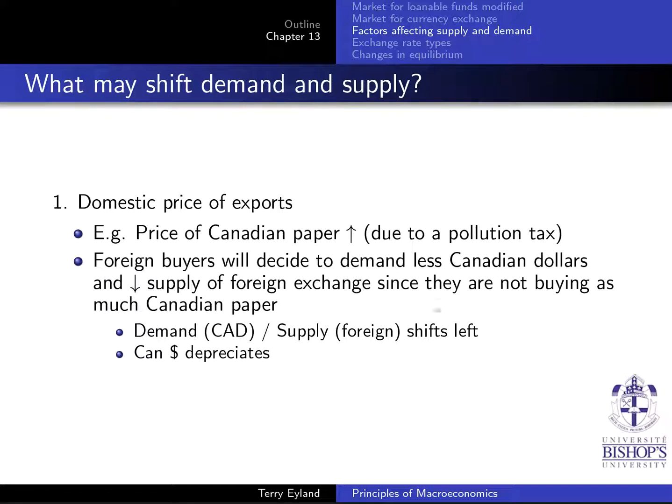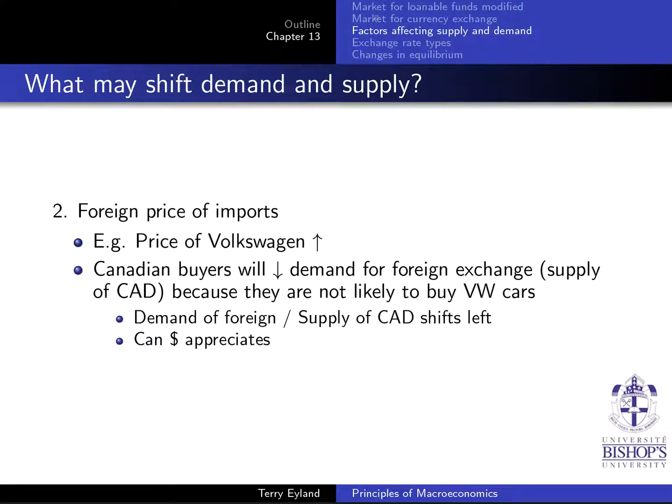Since they're not buying as much, demand/supply shifts left. If we think of that diagram we had in the previous video, as that supply curve shifts left, we're going down this segment here, and we're leading to the Canadian currency depreciating. So that's one way to see it, or you could see the demand QA and then that export curve would shift left, which would lead to the real exchange rate falling.